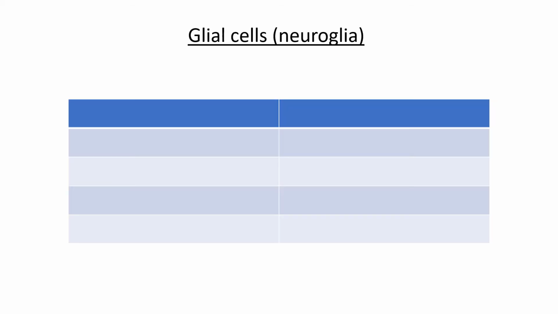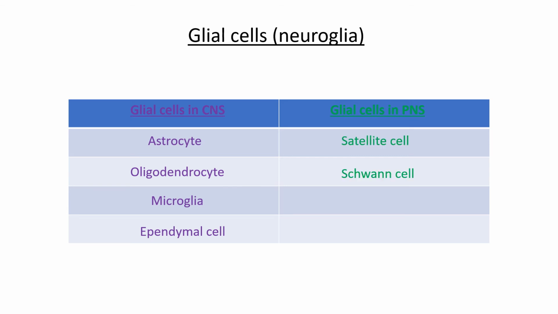Now let's look at glial cells, which are another type of cells found in the nervous tissue aside from neurons. Glial cells are classified based on their location in the nervous system as well as their function, although collectively we say that glial cells support neurons in many different ways. Glial cells in the central nervous system include astrocytes, oligodendrocytes, microglia, and ependymal cells. Glial cells in the peripheral nervous system include satellite cells and Schwann cells.